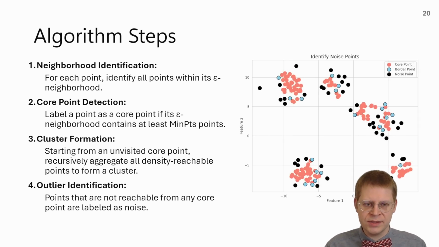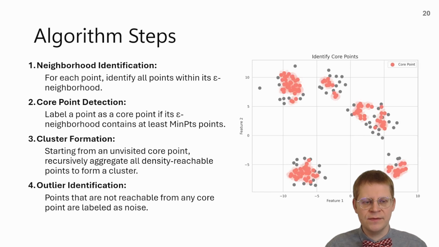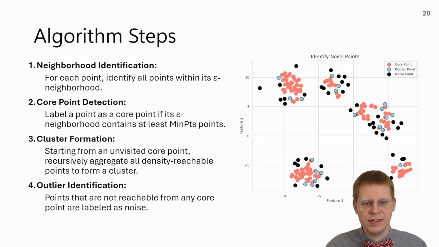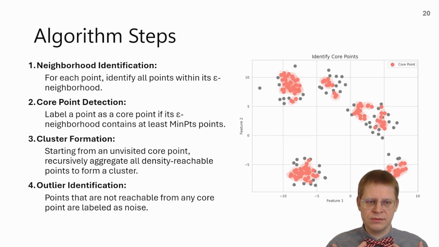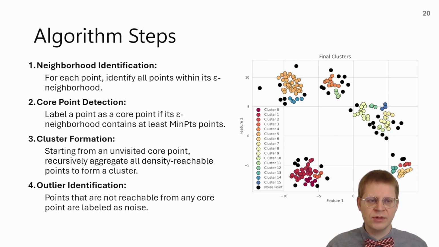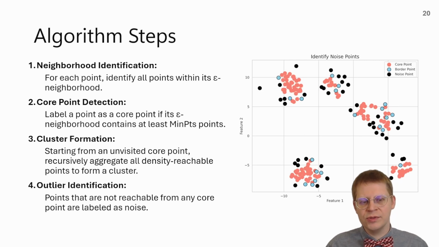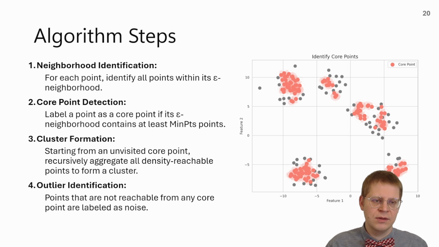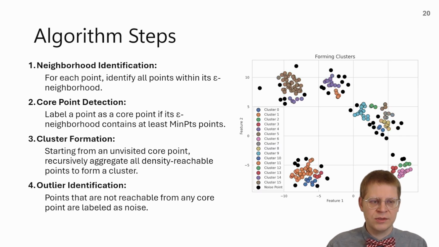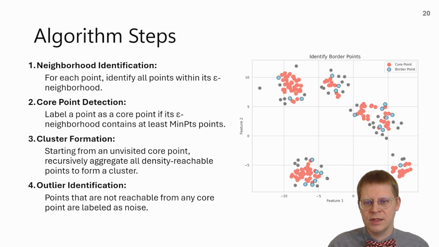Core point detection. A point is labeled as a core point if its epsilon neighborhood contains at least min points, the minimum number of points required to form a dense region. Core points act as the anchors for forming clusters. And in the plot, these core points are highlighted, and you can see them.